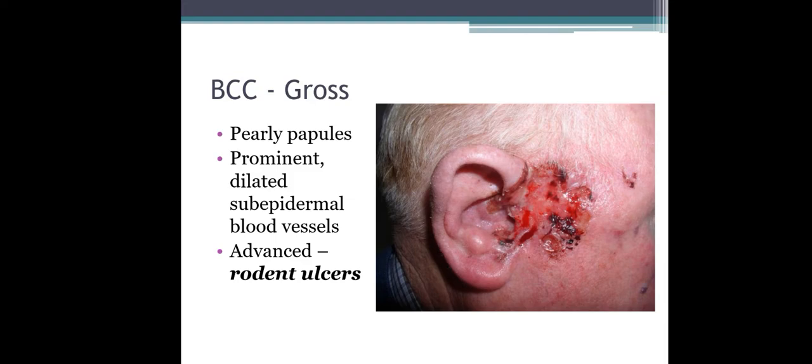And in advanced cases, what happens? It can erode locally. I told you it is locally invasive. So it can erode like a rodent. So it is known as rodent ulcers. Usually they can ask rodent ulcer as a short note topic. At that time you may not remember what this rodent ulcer is. It is just basal cell carcinoma.